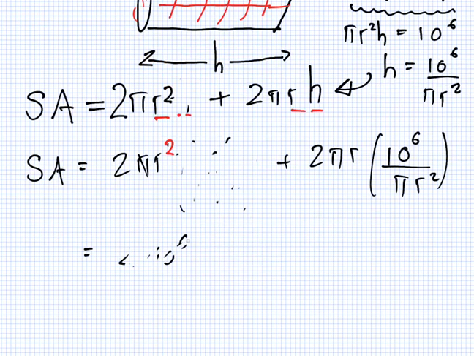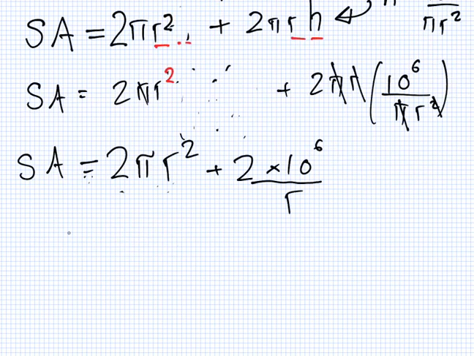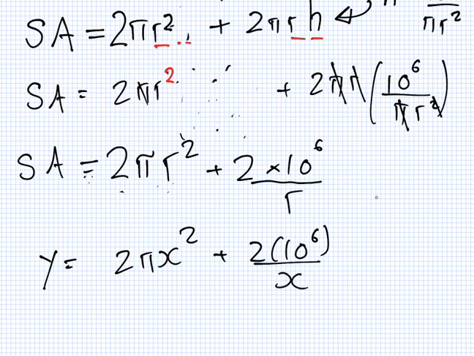I'll just rewrite it. 2 times pi times r squared, plus 2 times 10 to the 6 over R. That's surface area. If you prefer, you can think of it like this: y equals 2 pi x squared plus 2 times 10 to the 6 over x. That's all it really is.